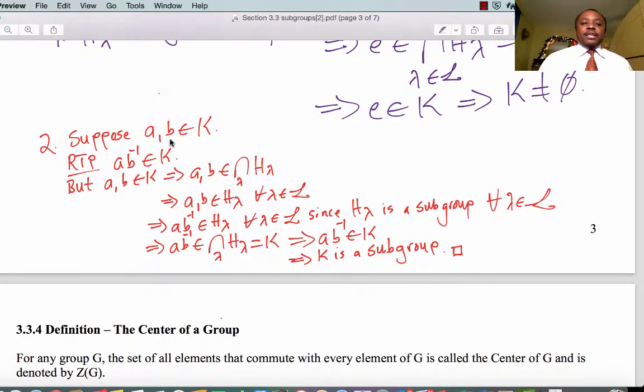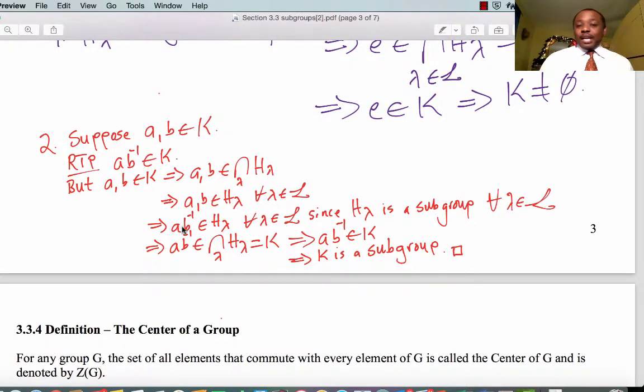Condition 2. Suppose A and B are elements in K; we are required to prove A times B inverse is an element in K. But A and B are elements in K, and K is the intersection of all the H lambdas over lambda. That means A and B are elements in the intersection of all the H lambdas. But by definition of the intersection, that simply means A and B are elements in H lambda for every lambda. But all the H lambdas are subgroups.